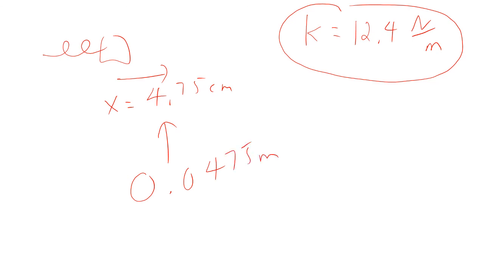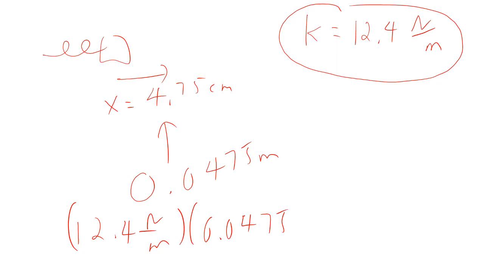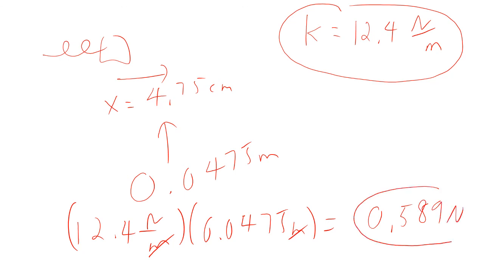0.0475 meters. So if I take 12.4 Newton per meter and I multiply by 0.0475 meters, the meters cancel. And so the answer, 12.4 times 0.0475, turns out to be 0.589 newtons, and that is actually the correct answer. That's how hard it takes to stretch the spring that distance, if that is the spring constant.